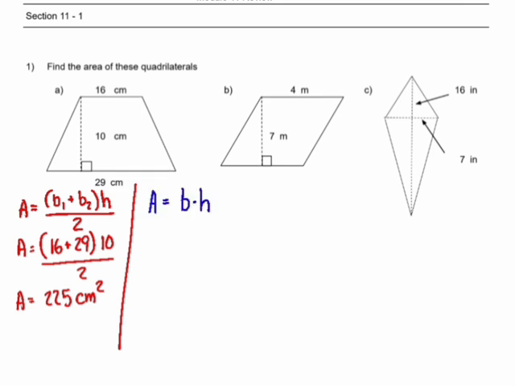The area of a parallelogram is the same as the area of a rectangle. It is base times height. The base is 4, the height is 7. And that gives me an area of 28 meters squared.